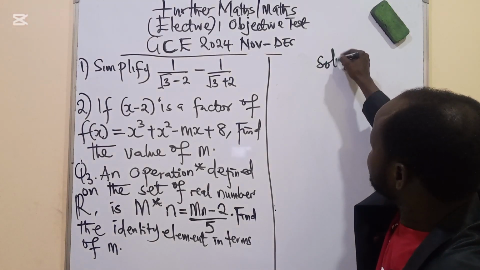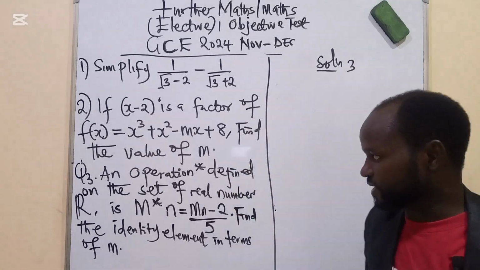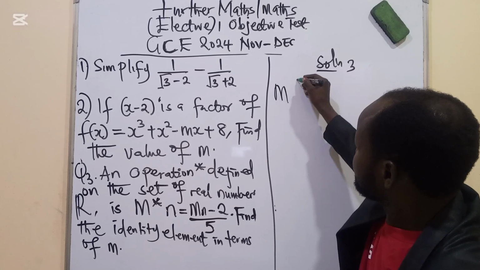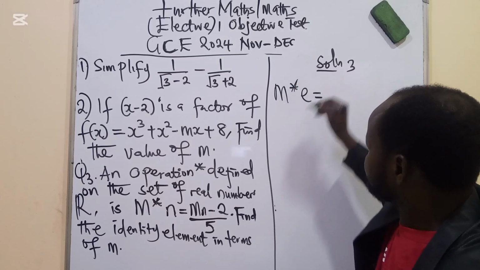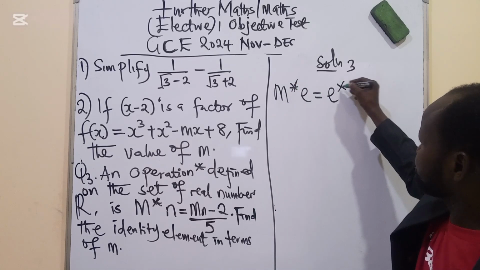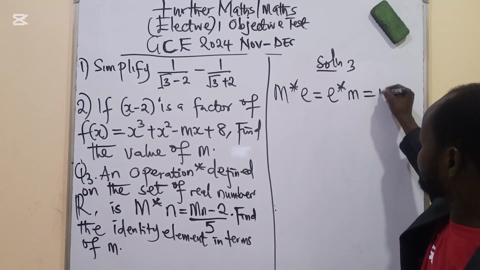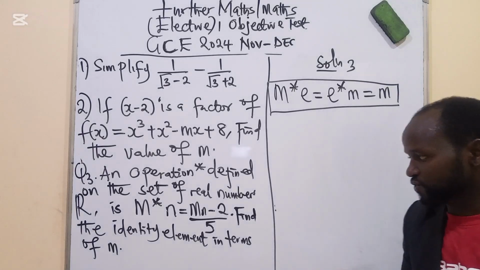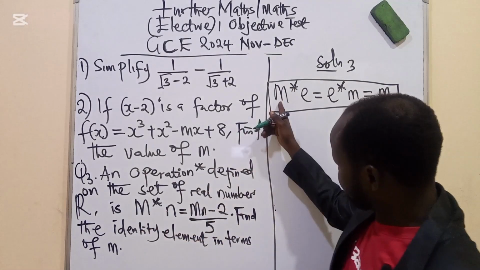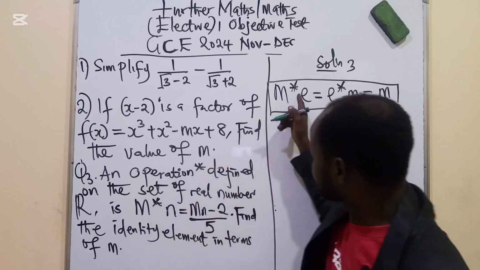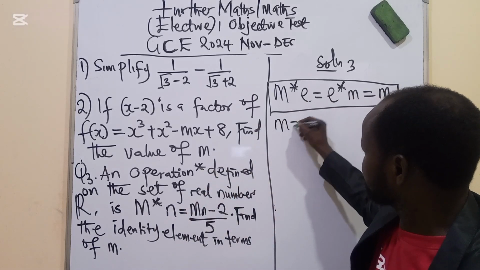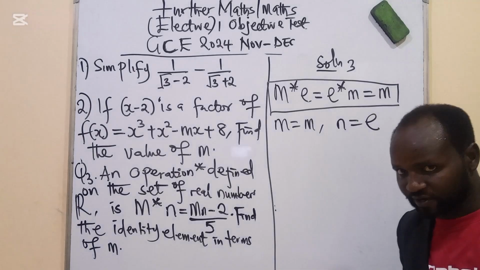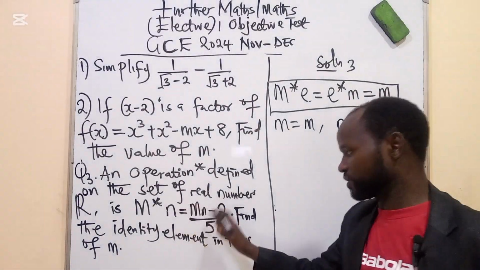Solution to 3. We're talking about identity element. The first letter here is m. So let's write down the formula. It will be m operation the identity element, it must be equal to the identity element operation m, and it must be equal to m. Very important. This is the formula we are to use. So we relate m to m because they have the same operation. Then n, let me define it, m is equal to m, then n is equal to the identity element. Very important. Then we substitute into the right hand side.